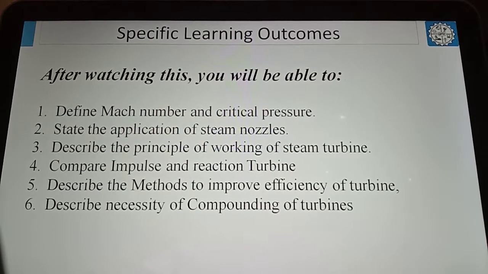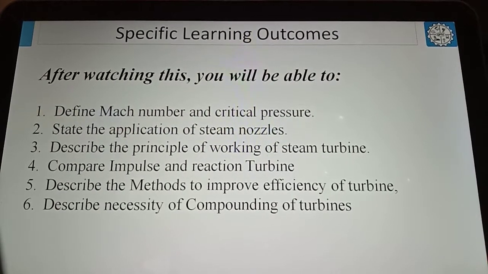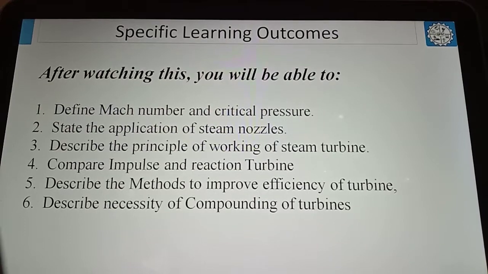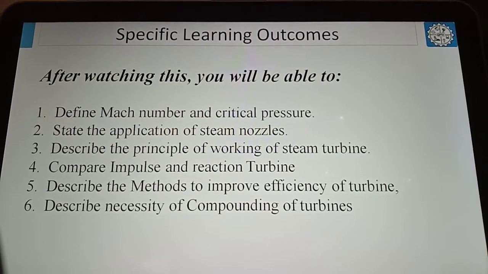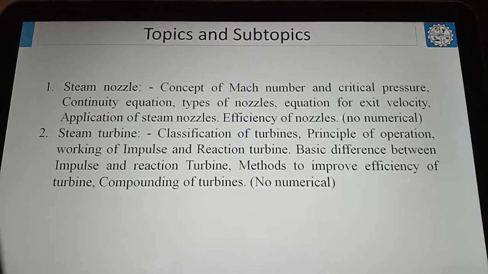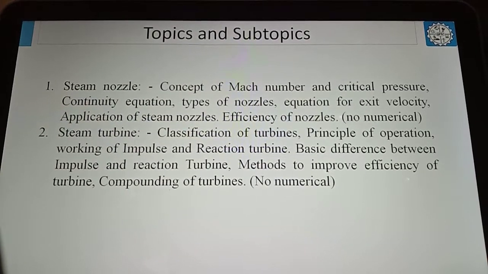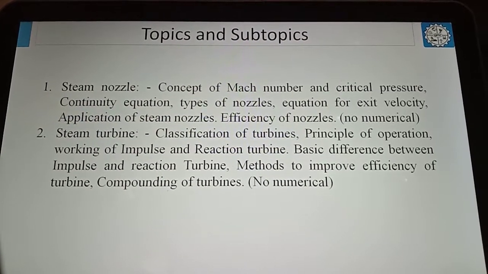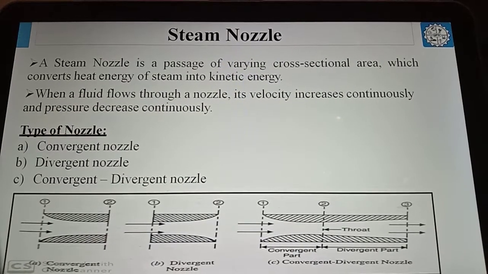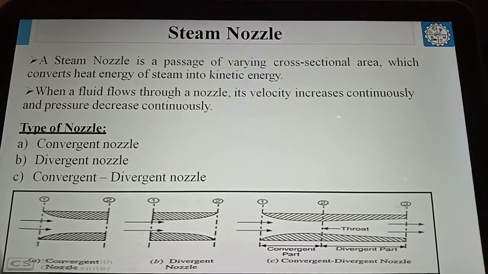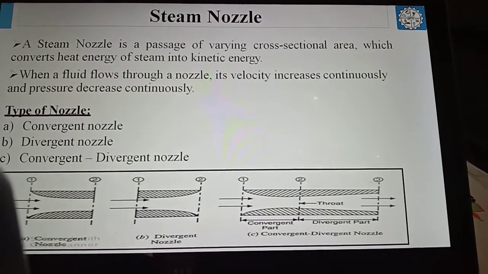How to improve the efficiency of turbine, that also you can describe, and you can also describe the necessity of compounding of turbines. These are the topics and subtopics I am going to cover in this chapter. So first we'll see what we mean by steam nozzle.